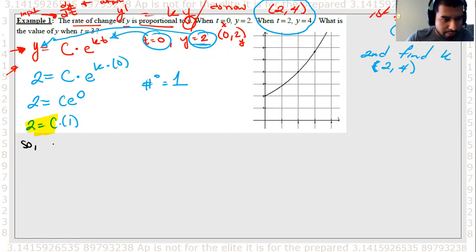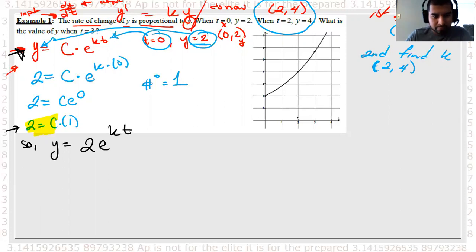So I know y is equal to, right? This was the equation that we are using. But now I know C is 2. So y is equal to 2 e^(kt). I'm going to go ahead and pause since I know this might be a little tricky for us. All I did, guys, was I found C and I put it back into my equation right here. That's how I got this right here.